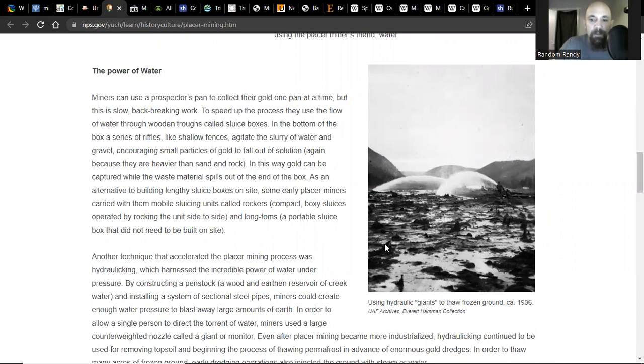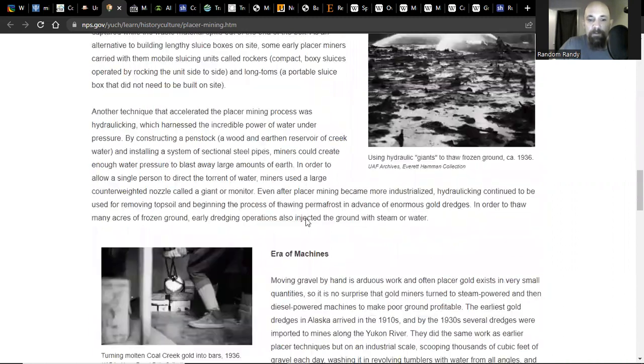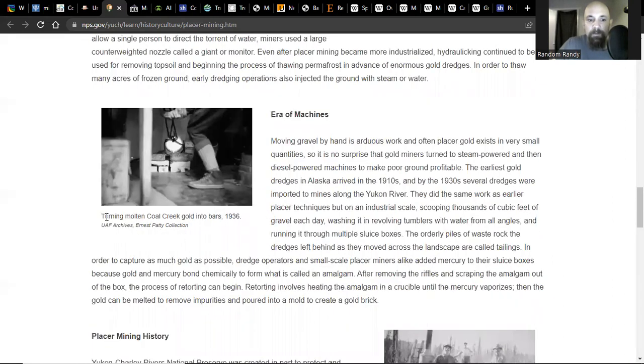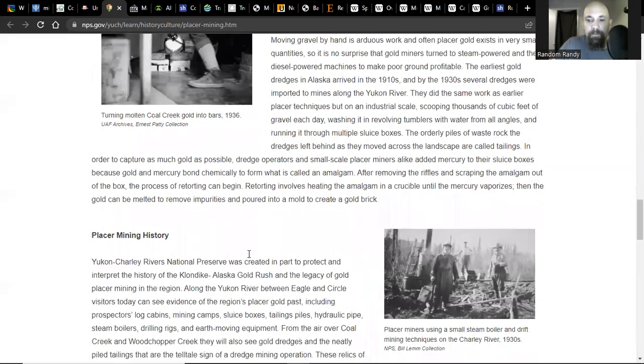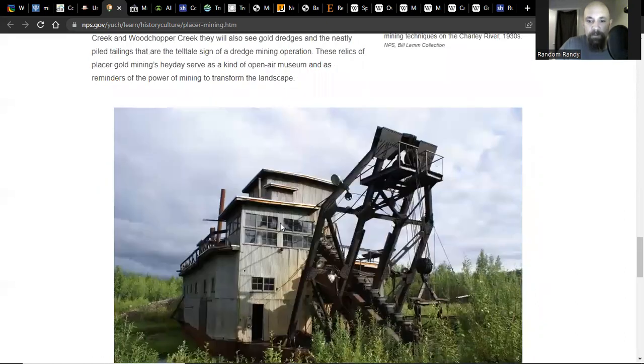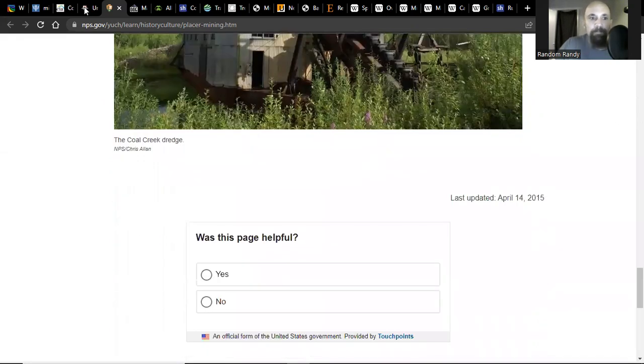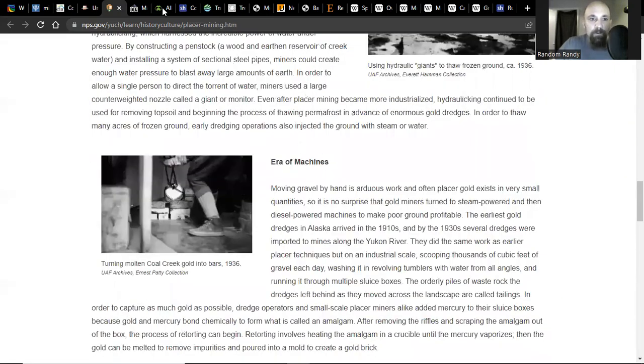And then they would run this down through a wash where another series of people would be down there. And then they would melt. Look at this, turning molten Coal Creek gold into bars. So there's a very interesting history behind all of that stuff. So here's a dredge. They would just get the ground all wet, use a dredge like this and dig it up and run it through sluices.